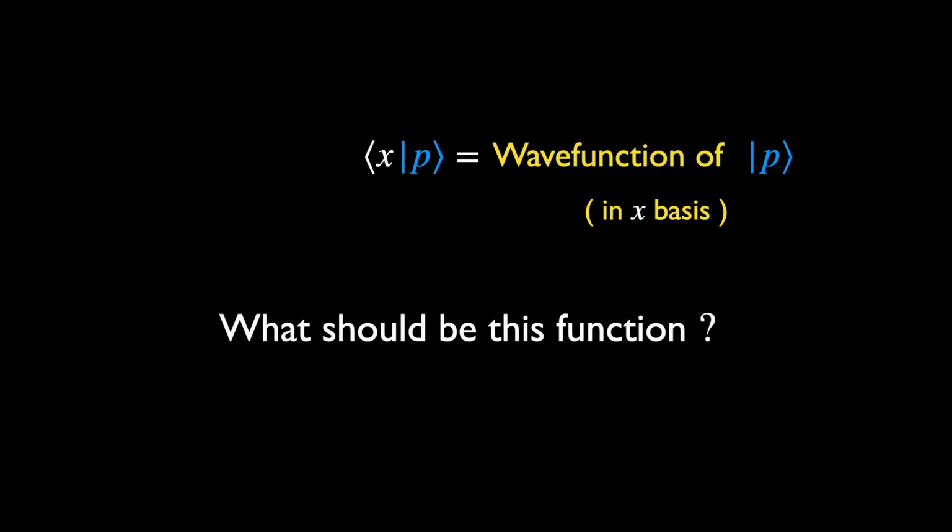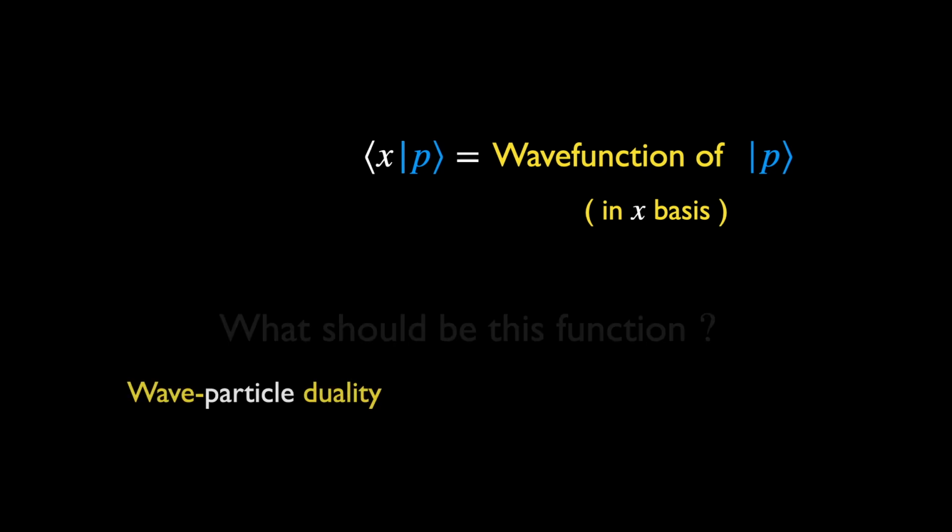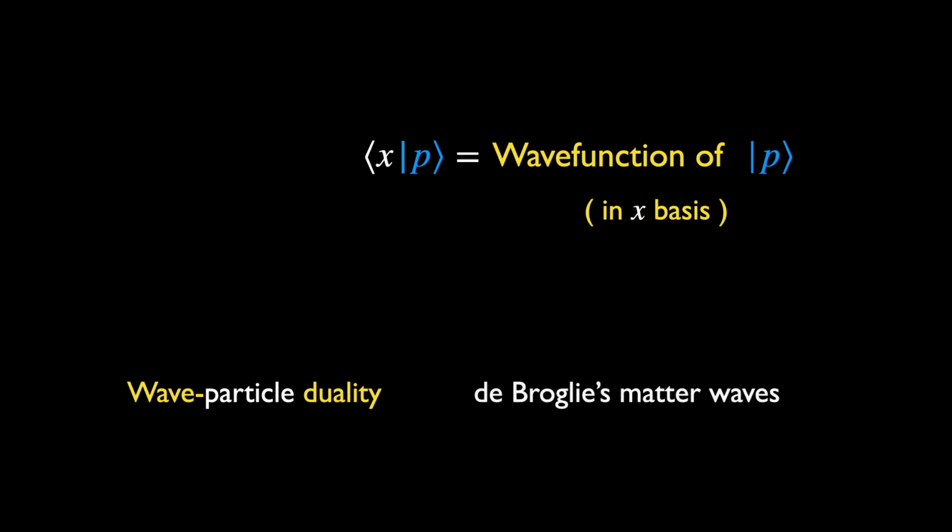To answer this question, we shall apply the principle of wave-particle duality, which states that all matter can be described by both a wave and a particle, as postulated by Louis de Broglie. In particular, the momentum wave function will be identified with de Broglie's matter waves.